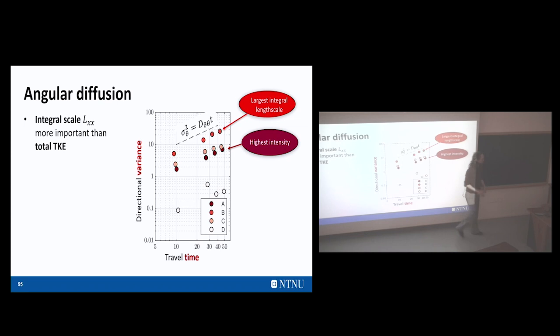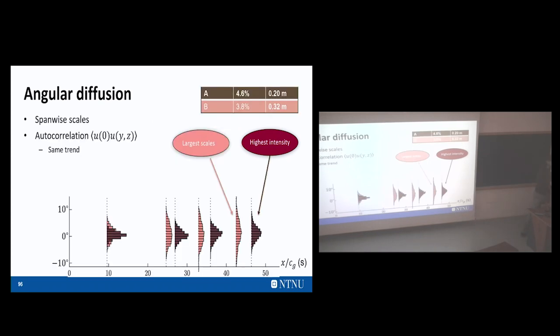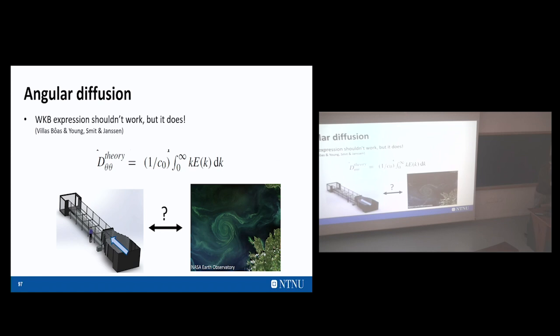So it's really the scale of the turbulence, and that was surprising to us. Here you see the highest intensity. It's a lot less scattered, and the turbulence is quite a lot higher. And actually, we took this expression. This is from Smith and Janssen, and Bia, with Bia and Young, have derived something similar.